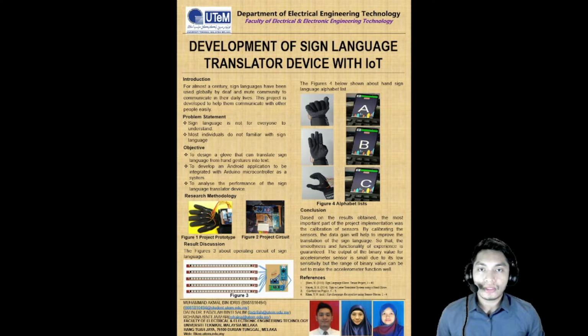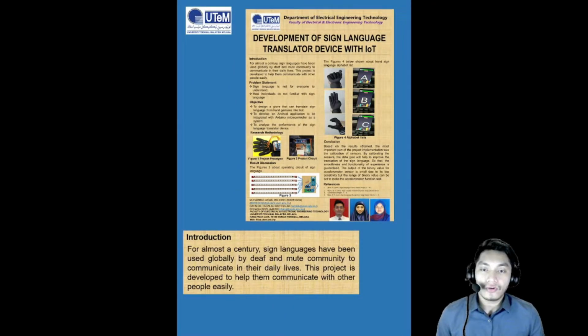We will go to the first part of my poster, which is the introduction. For almost a century, sign language has been used globally by the deaf and mute community to communicate in their daily life. As time passes, the understanding of sign language is still not familiar to most of the public, making it hard for the deaf and mute community to put themselves among society and become more expressive. Thus, this project is developed to help them communicate with other people easily.